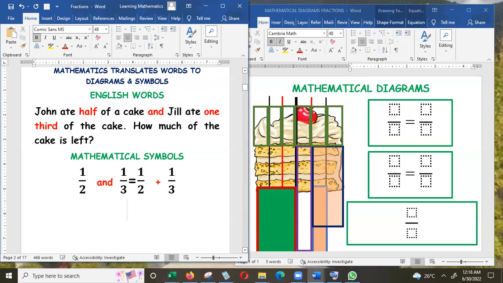Now, we need to find how much of the cake is left after John ate 1/2 and Jill ate 1/3. So we have 1/2 and 1/3. We need a number, specifically a multiple, such that groups of 2 and groups of 3 can be obtained from it. At least 3 groups of 2 or 2 groups of 3. 3 groups of 2 would be like that. That's 1 group of 2. That's 2 groups of 2. That's 3 groups of 2. That's 6. 2, 4, 6.